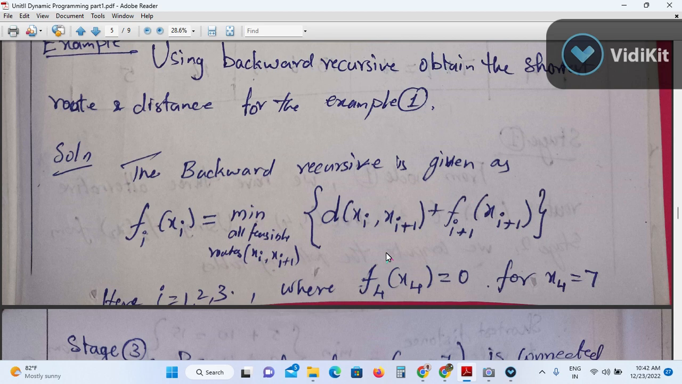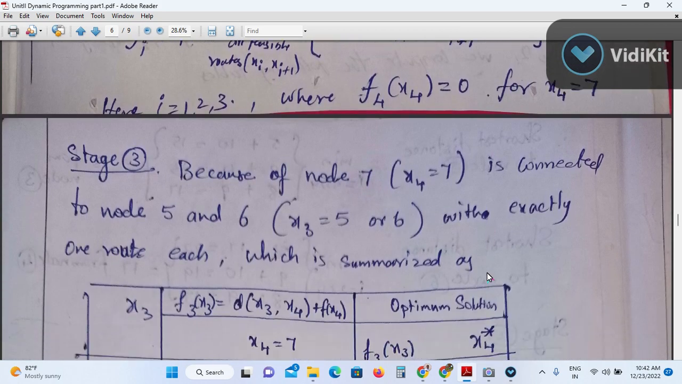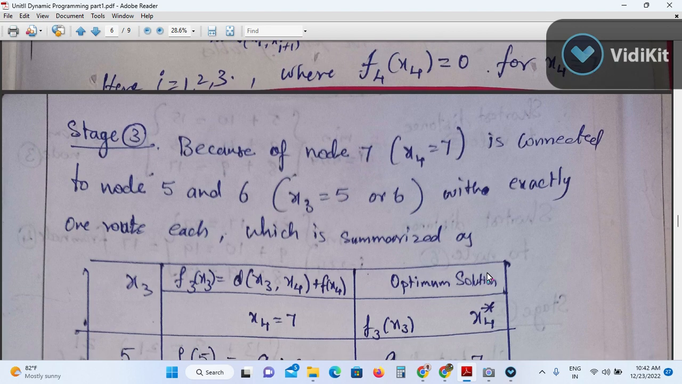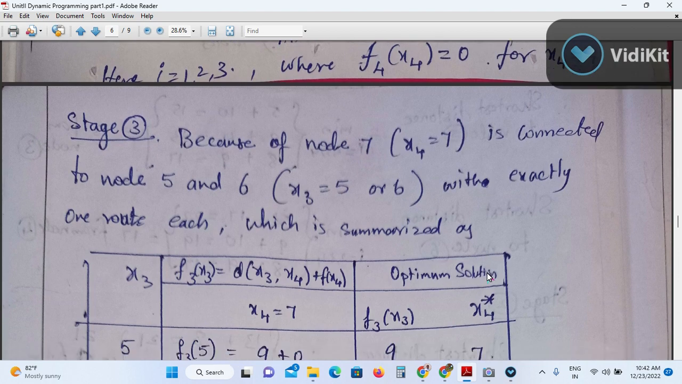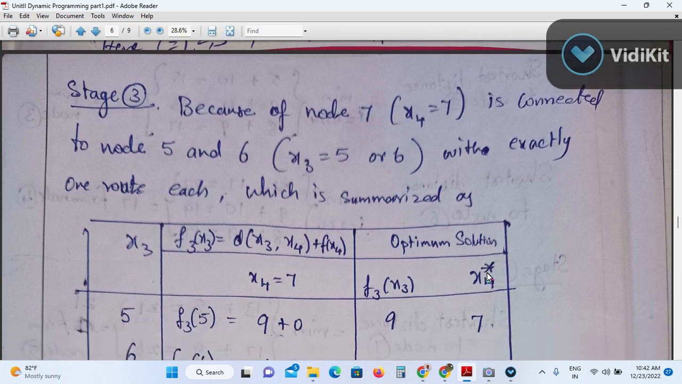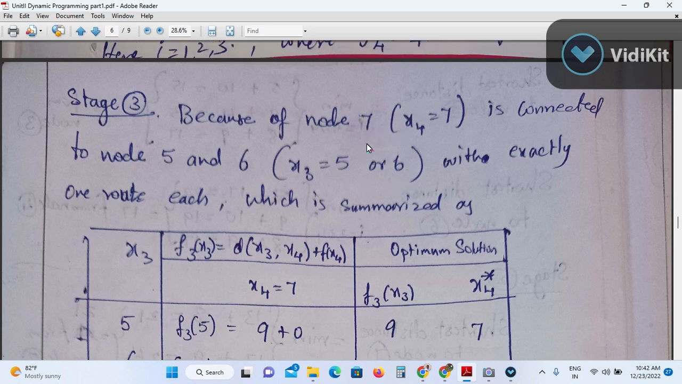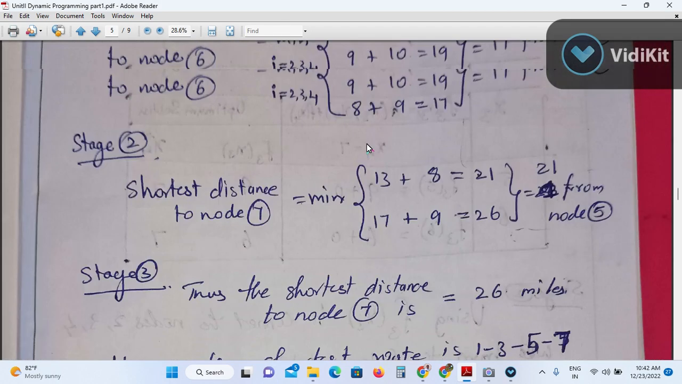So that is the slight modification. From example 1, we start with node 7. I take it by notation as x4, that is 7. So naturally f4 of x4 is 0. There is no distance; that is my starting point. Now move from stage 3, then stage 2, then stage 1. So for stage 3, I'll start with node 7. Then node 7 is connected with 5 or 6.